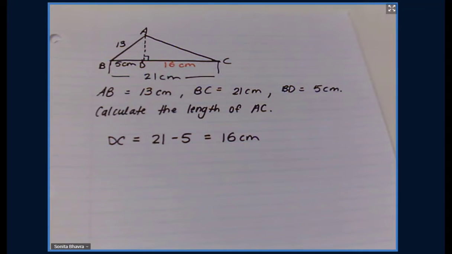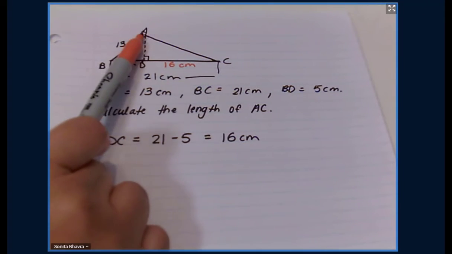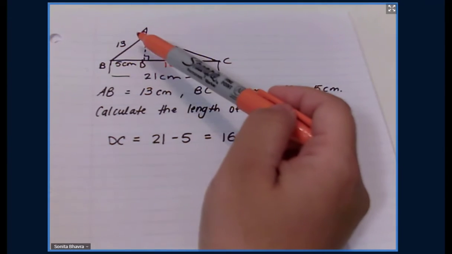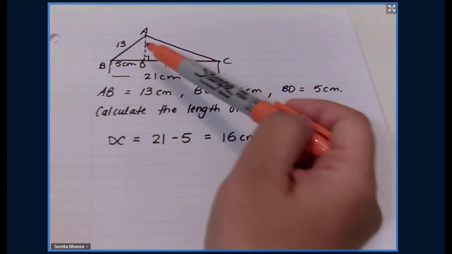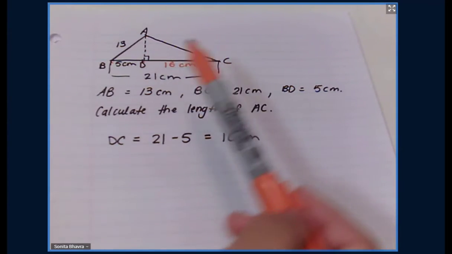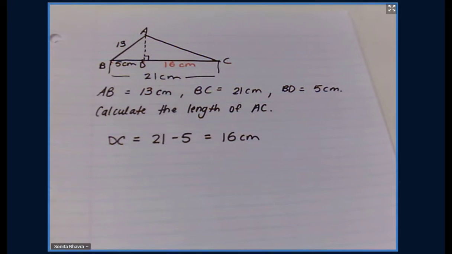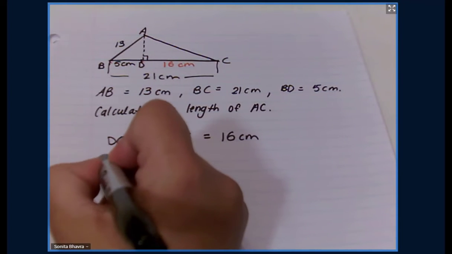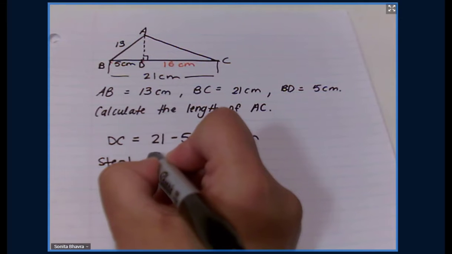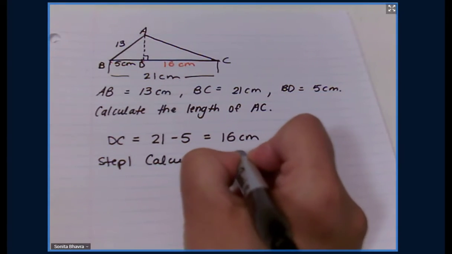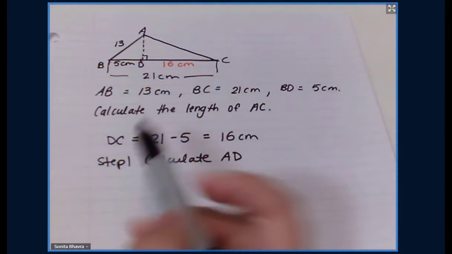But we still don't have enough information to solve for A to C, right? We need at least 2 sides. So using this first triangle, ABD, we can solve for this length here. And because it will be the common length for both triangles, we can then use that to solve for AC. All right, so setting this up, I'm just going to call this step 1. We have to calculate AD, the length of A to D.